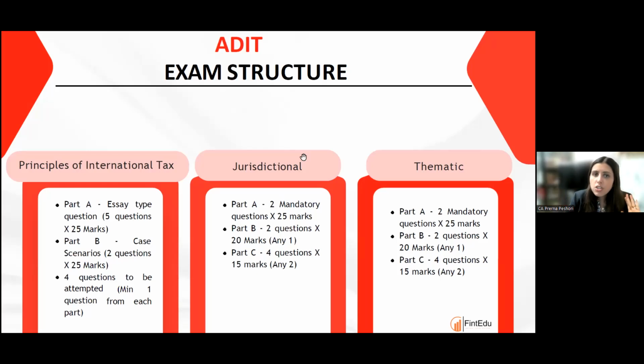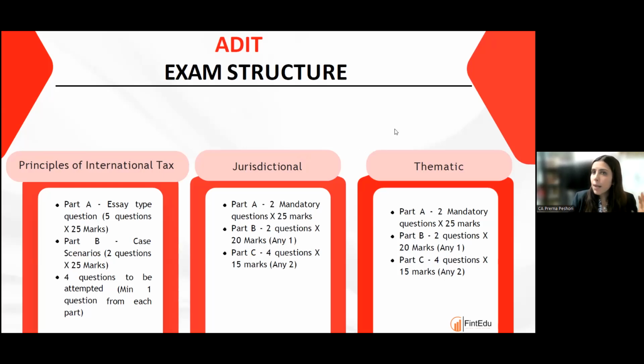In the jurisdictional module, you have again part A, part B, part C. It's divided in 3 parts. The part A has 2 mandatory questions of 25 marks. In part B, you have 2 questions of 20 marks. You have to answer any 1. And in part C, you have 4 questions of 15 marks and you have to answer any 2. All of them are essay type or the case scenario based paper. This is how the jurisdiction module is structured.